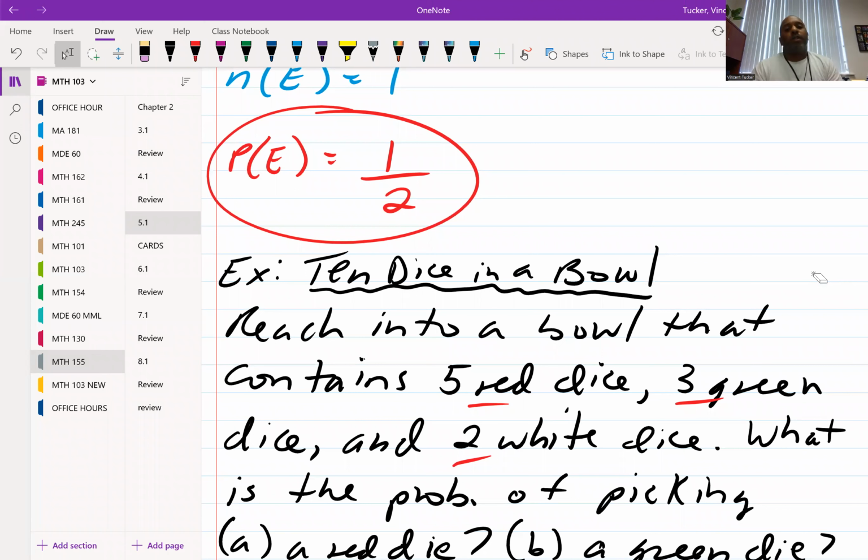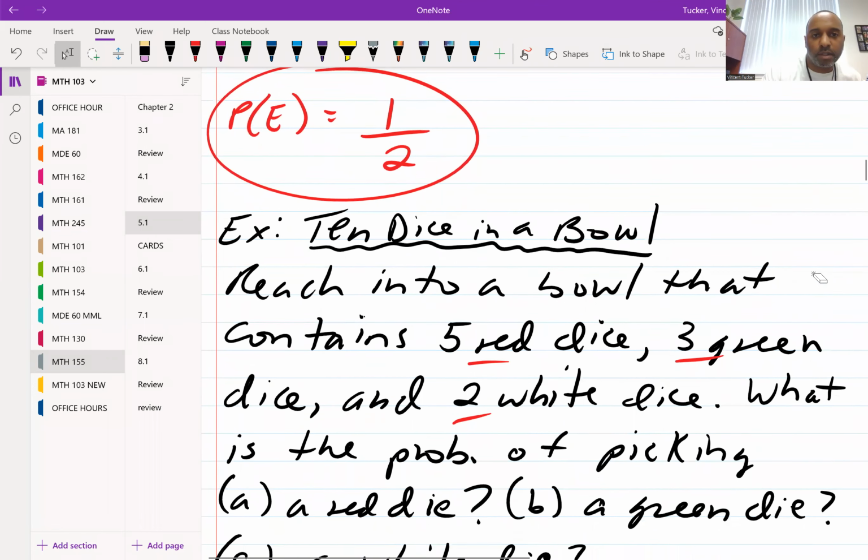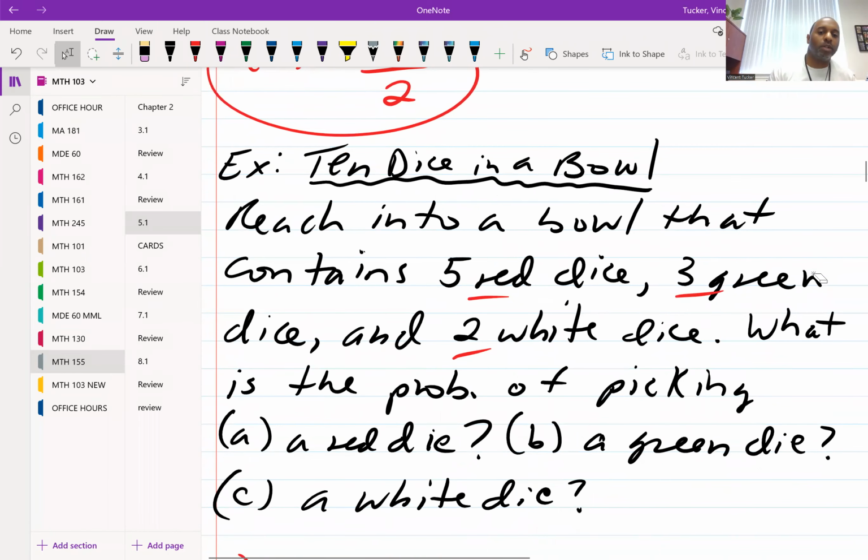All right. So first real example, 10 dice in a bowl. We reach into a bowl that contains 5 red dice, 3 green dice, and 2 white dice. Write that down. What's the probability of A, getting a red die, B, getting a green die, C, getting a white die?